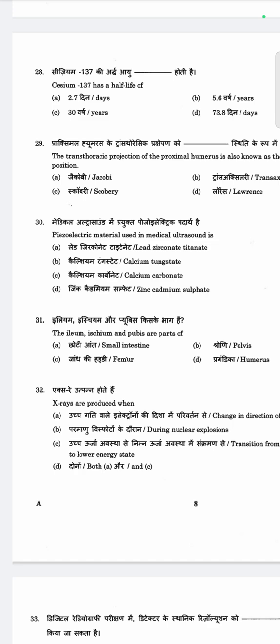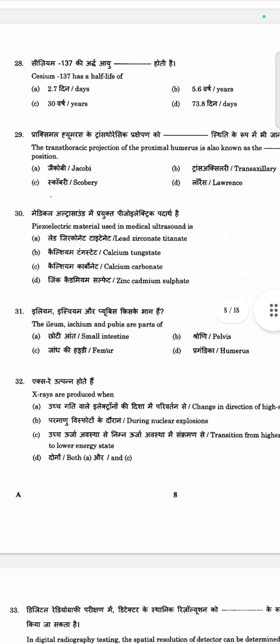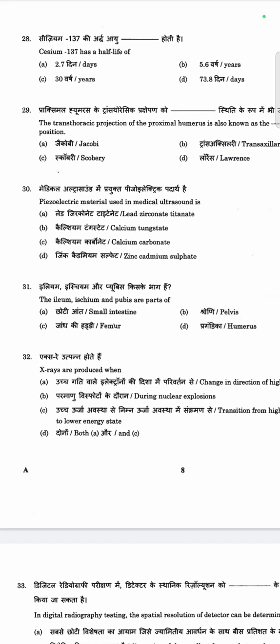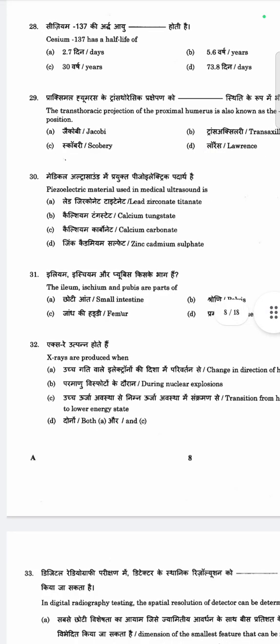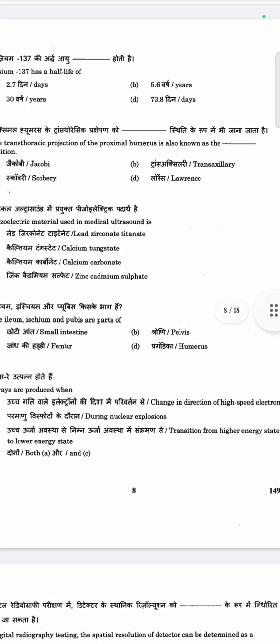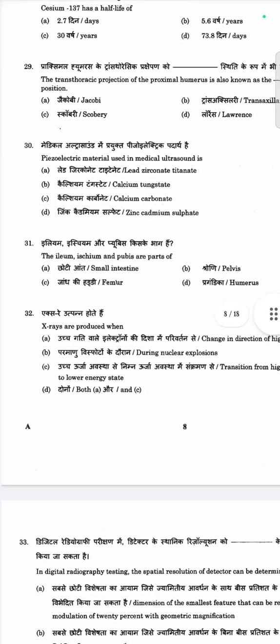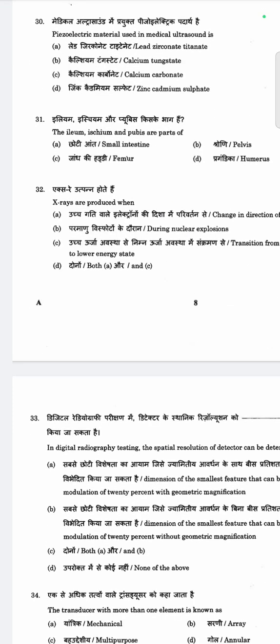Question number 29: the transthoracic projection of the proximal humerus is also known as the Lawrence position. Okay, so the correct answer will be D. Next: the piezoelectric material used in medical ultrasound is lead zirconate titanate, option A. The correct answer is A.